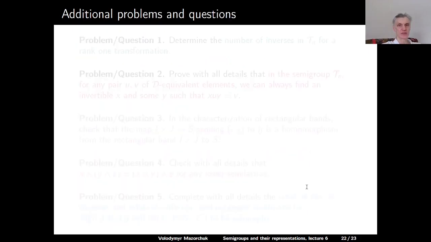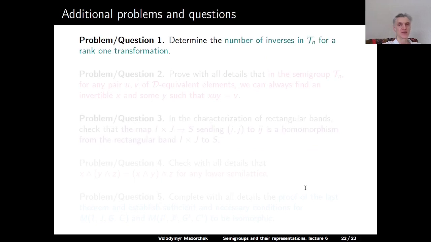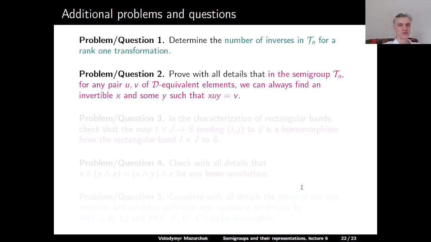Some additional problems and questions at the end. Problem 1. Determine the number of inverses in T_n for a rank 1 transformation. Problem 2. Prove with all details that in the semigroup T_n, for any pair u and v of D-equivalent elements, we can always find an invertible x and some y such that xuy is equal to v.